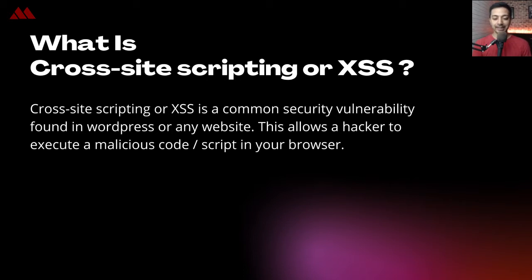So basically, cross-site scripting is a common security vulnerability found in WordPress or maybe any kind of website. It's not restricted to WordPress only. It can happen to any website or any kind of web application. And it is also not restricted to small websites. Various giant companies like Amazon, Netflix, and various others have been victims of this kind of attack. This kind of attack allows a hacker to execute malicious code, mostly in the form of JavaScript, on your website server or on the computer of your visitor. So it works both ways. It can affect your website server as well as the computers of your website visitors.